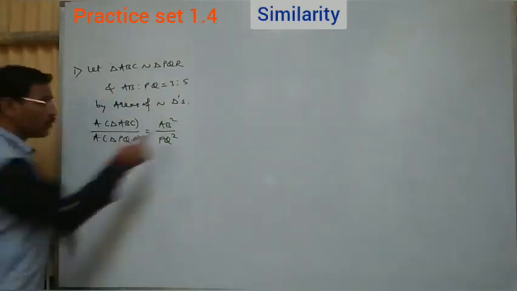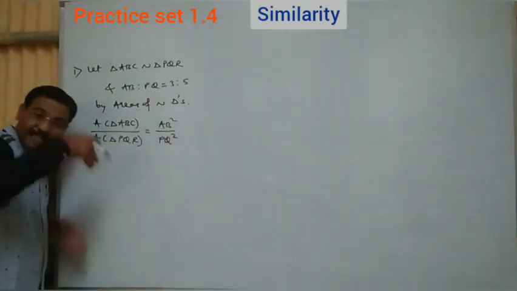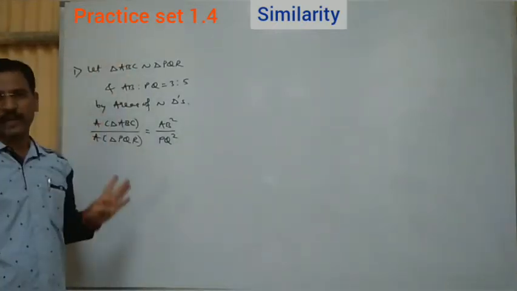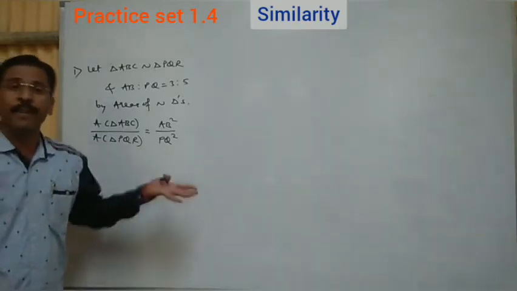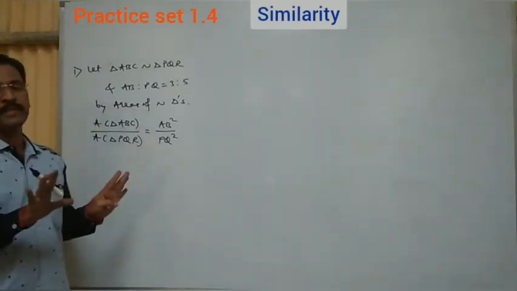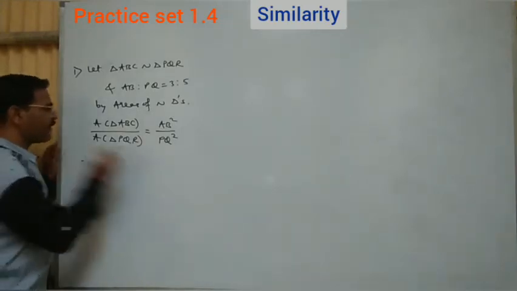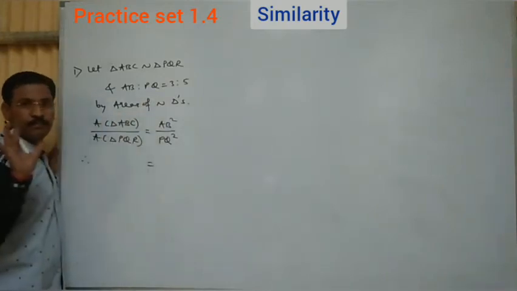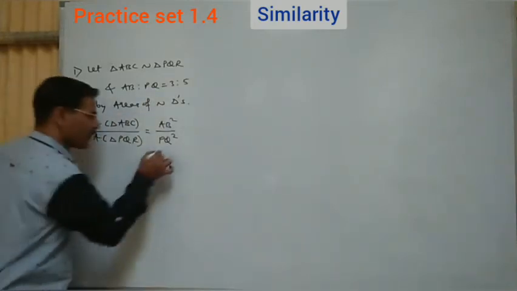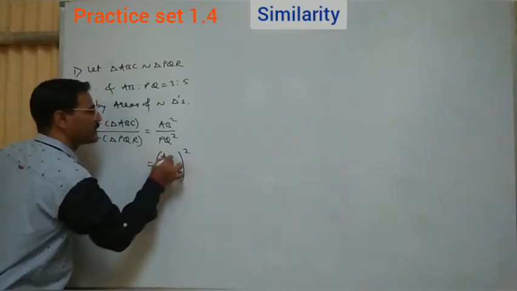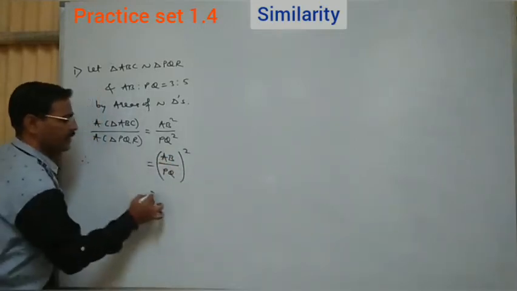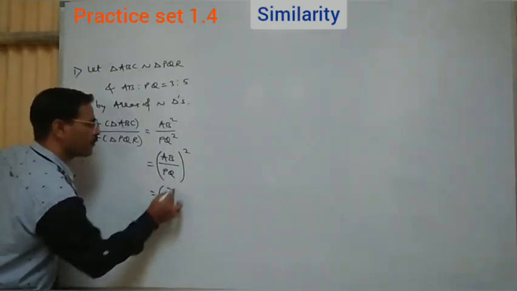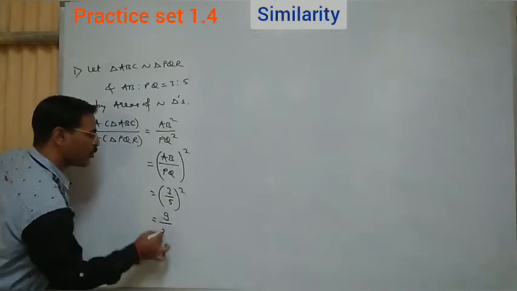Remember, don't forget to write this square. In this particular property there is a square. In the first four properties, there is no square; in those, height is the same, base is the same, like that. Now I'll put the values. But don't put AB means 3, PQ means 5. We cannot do that, because that is a ratio. We cannot separate them, so I'll write this square combined, like this. Now we can write AB upon PQ means 3 upon 5, squared. So here 9 upon 25.